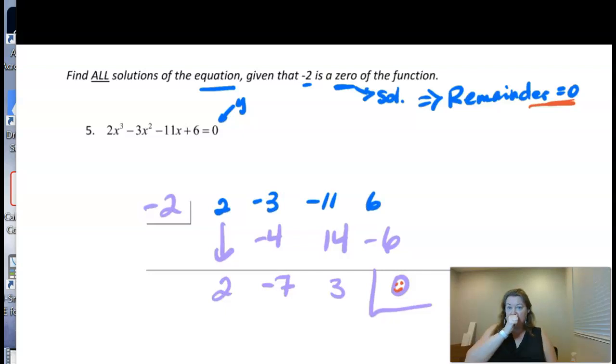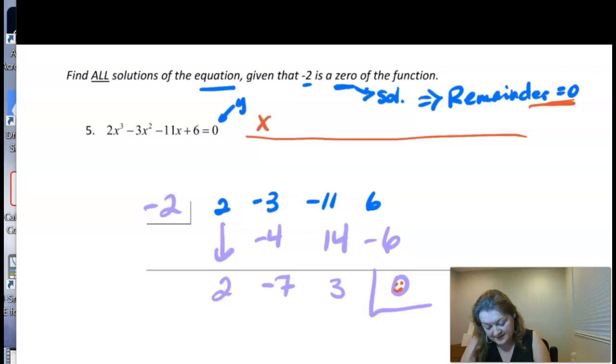All right, so they said find all the solutions of the problem. All right, so here's my problem. I know that one of my answers is, so let's pretend this is my answer line right here. Okay, so I already know x equals negative 2 works because they already told me it did. So I already knew that worked, I just proved it.